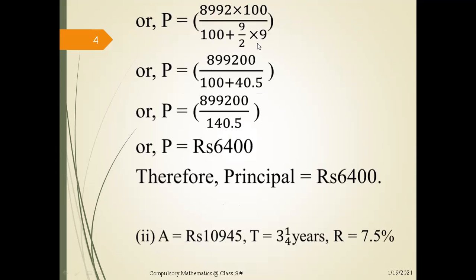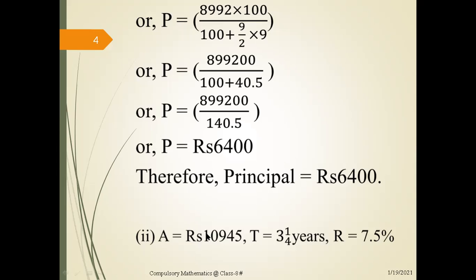Look here, 9 by 2 into 9. Then it will be 9 nines are 81. 81 divided by 2 is 40.5. Then 40.5 will be added with 100, giving 140.5. The upper part is 8,992 into 100, which is 8,99,200. Divide by 140.5, then you will get 6,400 as the principal. Therefore, principal equals 6,400. Like this, we have to find it.